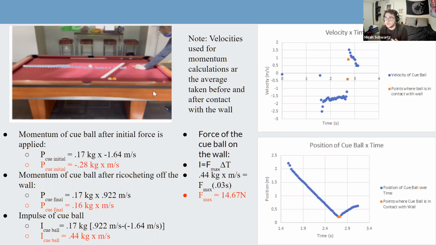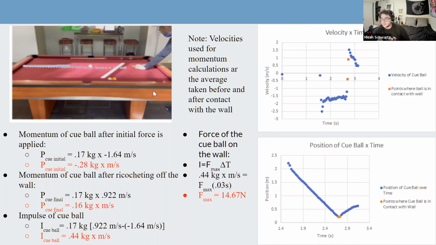It's important to note the velocity that we used for our data is the average velocity before the ball hit the wall and after the ball hit the wall. So for the initial momentum of the cue ball, we just do 0.17 kilograms multiplied by the average velocity, and we get a momentum of negative 0.28 kilograms times meters per second. And the momentum of the cue ball after ricocheting off the wall is just the same thing, but with the average velocity after it leaves the wall.